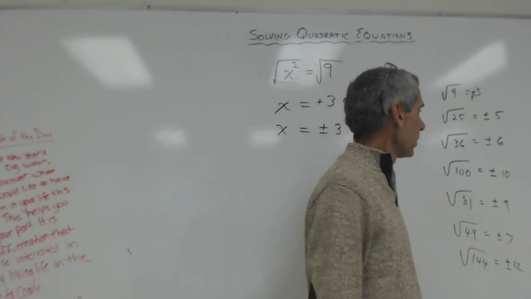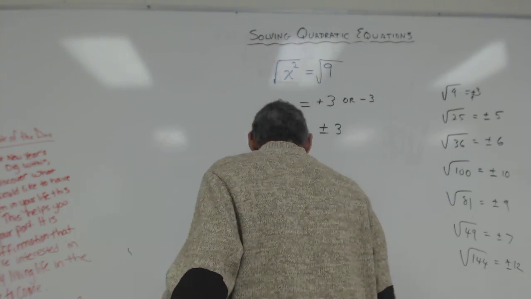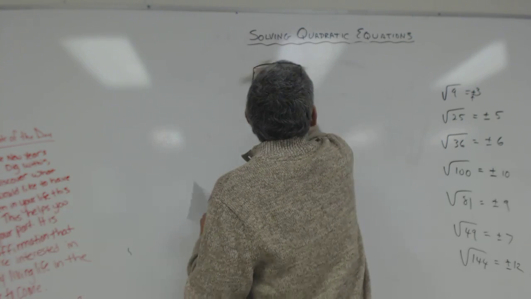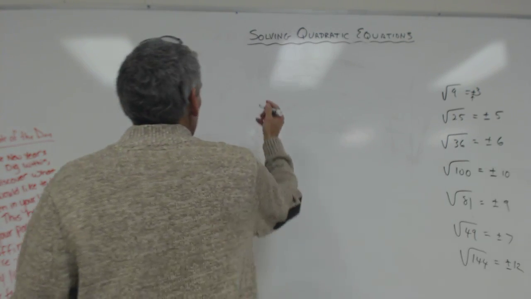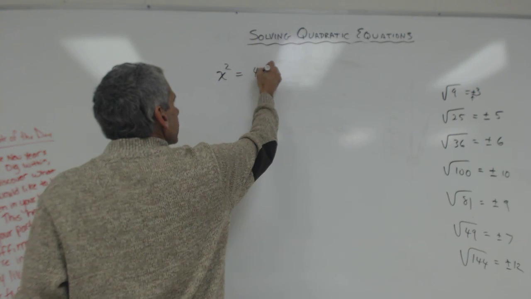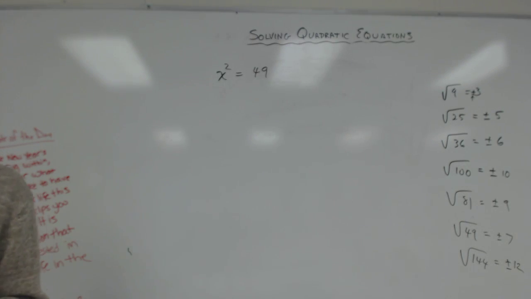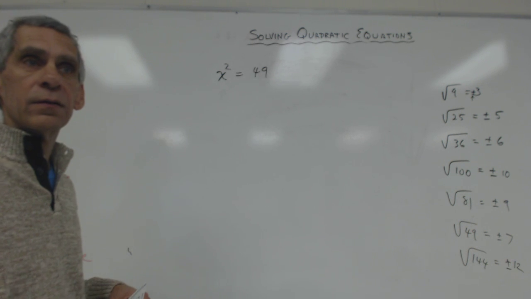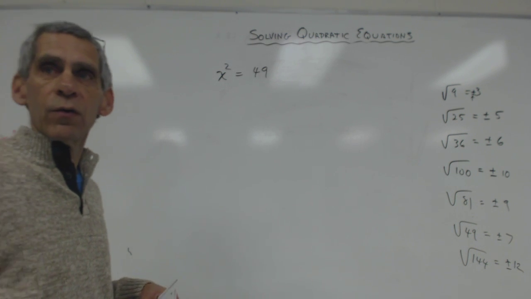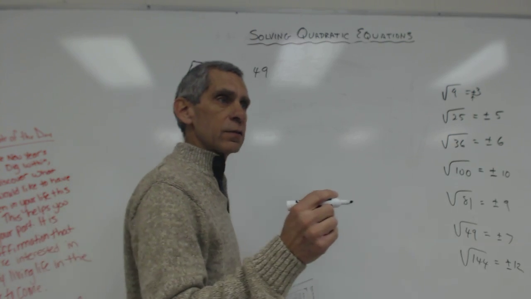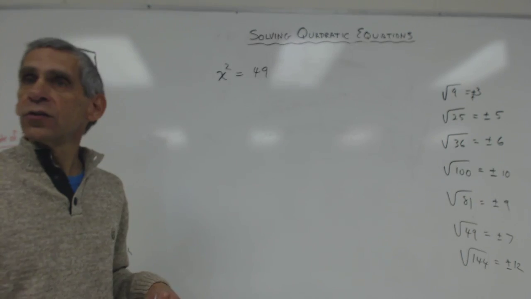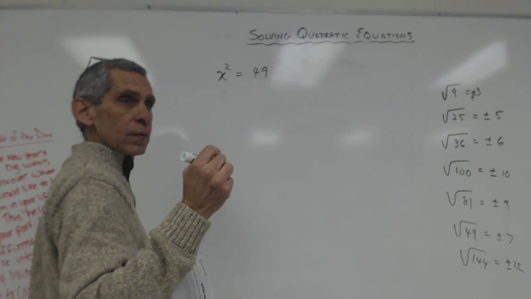Okay, so you got the idea. All right, so here we go. We've got x squared equals 49. How do I solve it? What is it called? Square root, right?